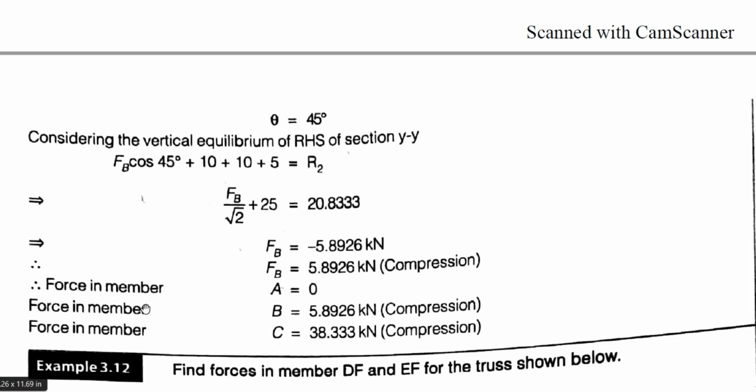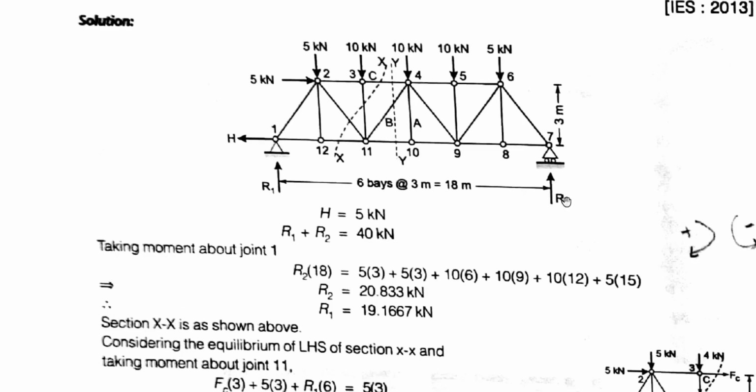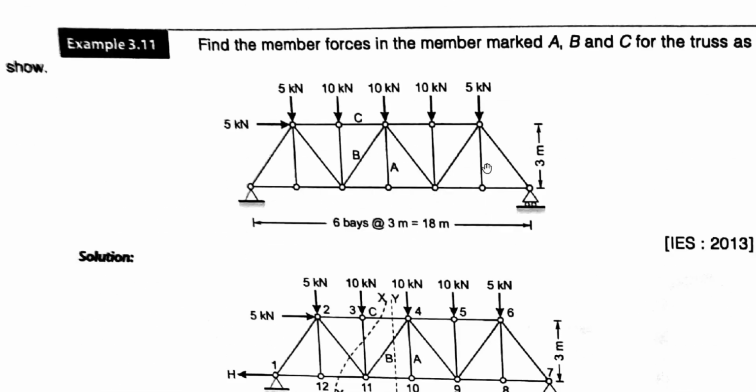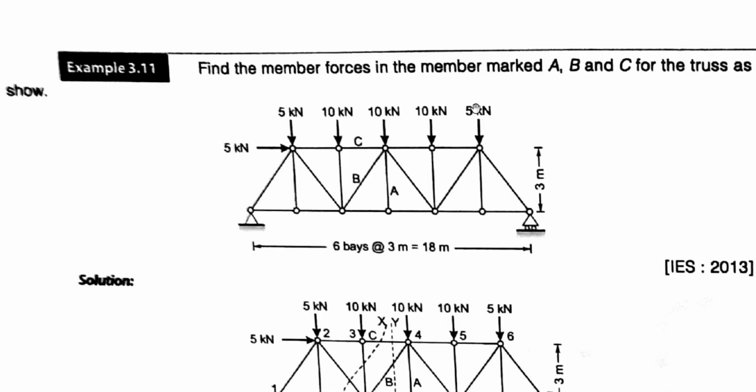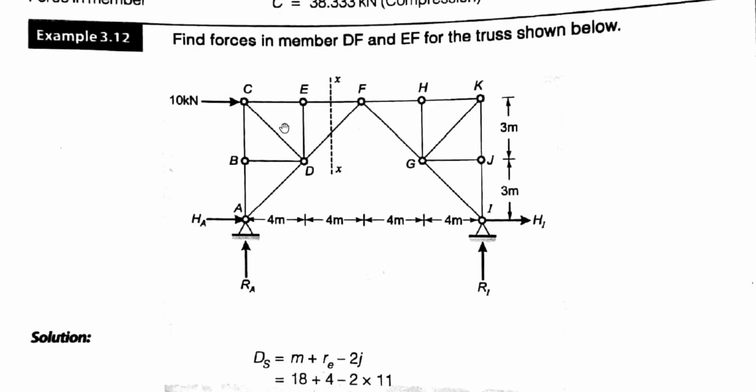So we have calculated our forces: member A is 0, member B is 5.8926 and member C is 38.33 kilonewton, both in compression. By this way you can apply the concepts of the method of section for this whole truss. If you need to find the forces in a few members, then you apply the method of section only. Now move on to the next question, and this is the last question.